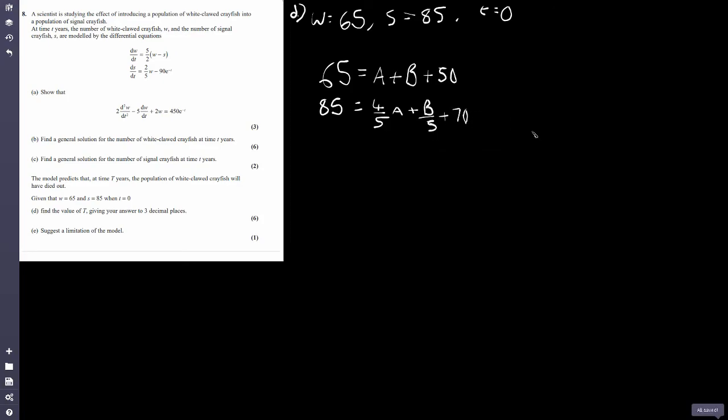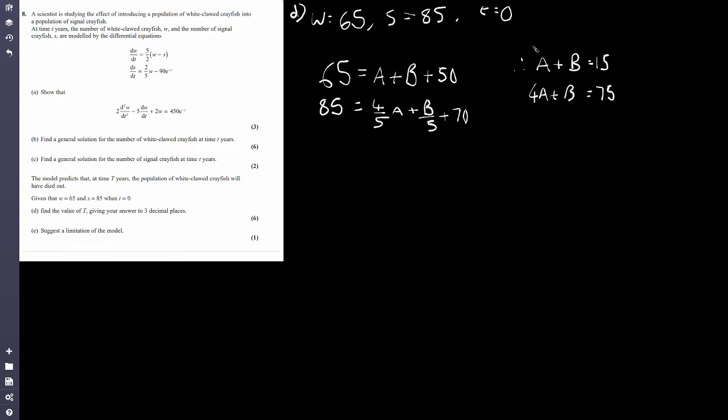Okay, so these 2 equations we can actually simplify. So this first one will be a plus b is equal to 15, and then finally this one here will be 4/5 of a plus b over 5 is equal to 15. But I'm going to times everything through by 5, so what I'll actually get is 4a plus b is equal to 75.